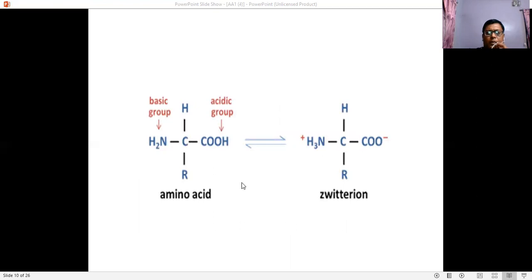So this is the zwitterionic form of an amino acid. The basic group accepts one proton. The acidic group donates one proton. So it becomes NH3 plus and COO minus. So the net charge is 0. So this is a Zwitter ion.